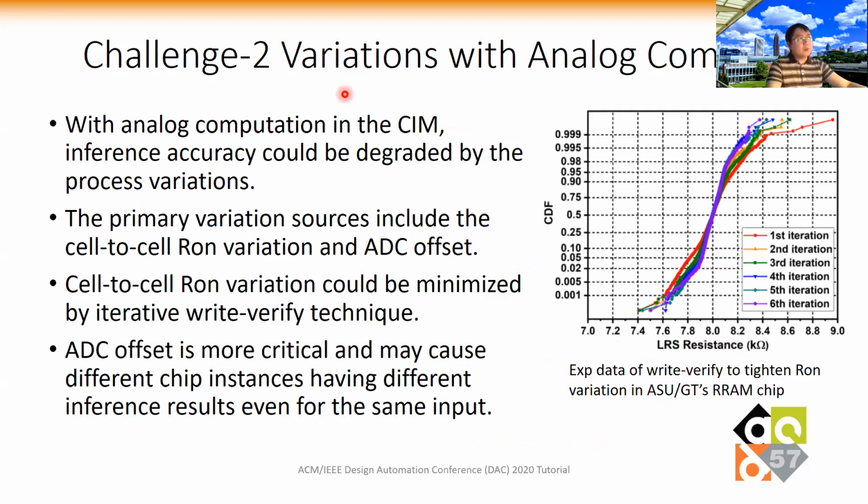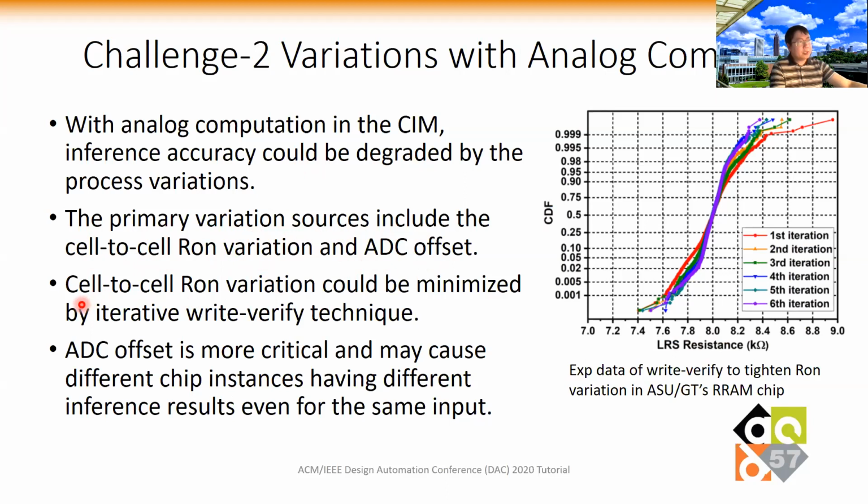The second challenge we see is the variations with the analog compute. So this is inherent with the analog compute because you have to deal with variations, deal with the noise. So due to those variations, the inference accuracy could be degraded from the software baseline. So that's why you see the degradation of the accuracy, for example, from 90% for the CIFAR10 to like 80-something%. The primary variation sources include the cell-to-cell unstable resistance variation from the memory cell and also the ADC offset.